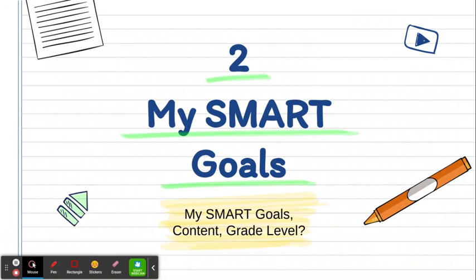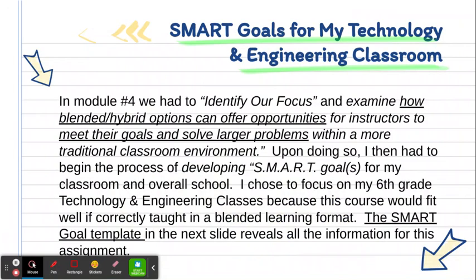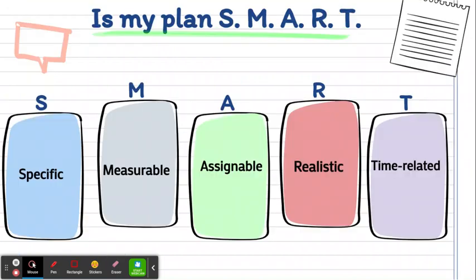Next, my SMART goals. This is pretty much one of the first major projects that we had to do. In Module 4, we had to identify our focus and examine how blended learning hybrid options can offer opportunities for instructors to meet their goals and solve larger problems. So pretty much what I did is I developed a SMART goal based on what I wanted to solve and what was a problem in my class. And I used a SMART goal template to follow along to keep me in line with how to achieve this the most successful way. So what is SMART?